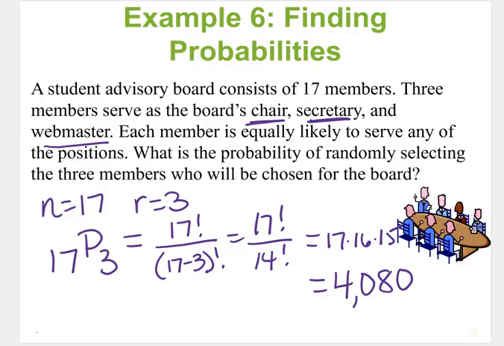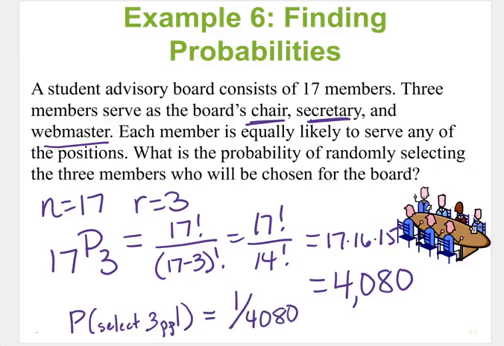Right, so we're going to select the 3 people, and there's only one way we can do that, right? Because there's just those 3 specific people. So the probability of selecting the 3 people that were elected to those positions is just 1 out of 4,080. So a lot of times you'll be using these permutations to find some probabilities. And if you needed the decimal approximation for that, that'd be 0.0002. So you don't have a very good chance of picking the 3 people that were elected out of those 17.